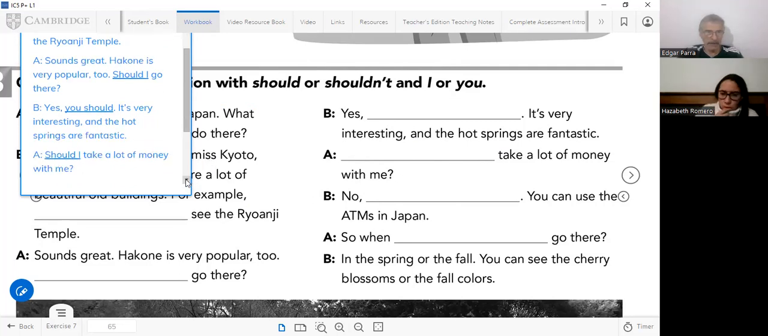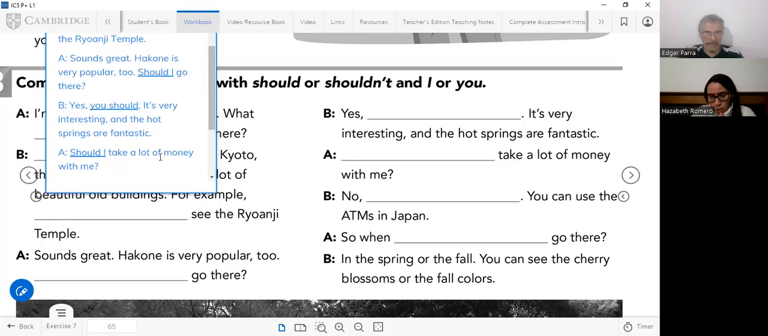Should I take a lot of money with me? Let me see the answer. You see it here? What is the answer here? B? No. B? No.